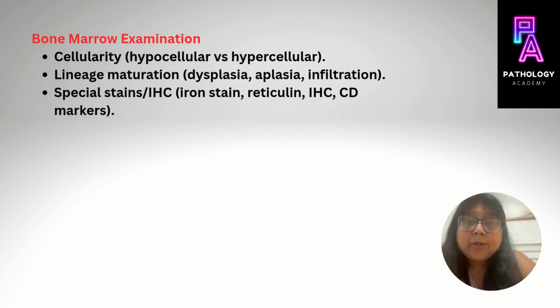While doing bone marrow examination, we should look for cellularity. If it's a hypocellular smear, it can denote aplastic anemia. If the smear is hypercellular, we should look for leukemic cells or any lymphomas. Lineage maturation is seen for dysplasia, aplasia, infiltration. Also, special stains or IHC like iron stain, reticulin stain, IHCs for blasts, CD markers, etc. should be done to ascertain the cause of pancytopenia.